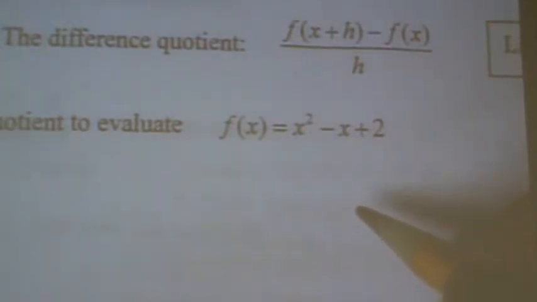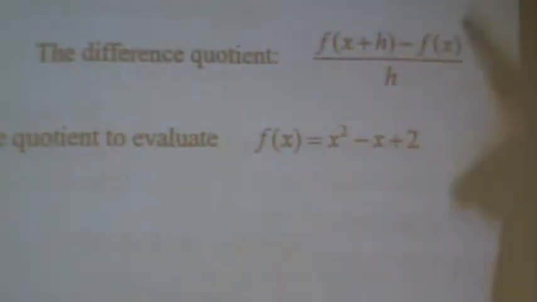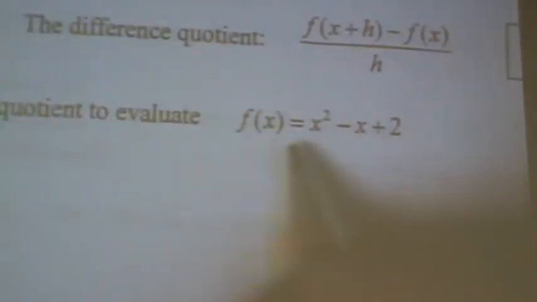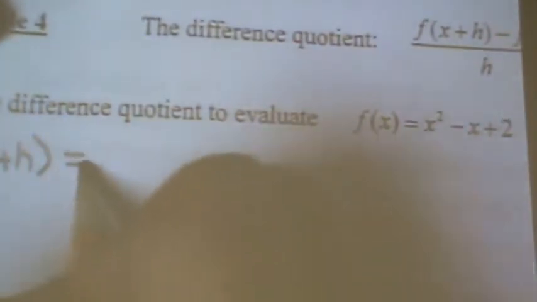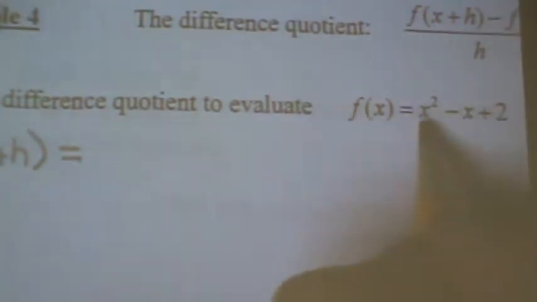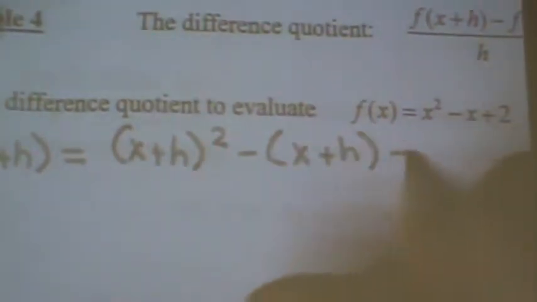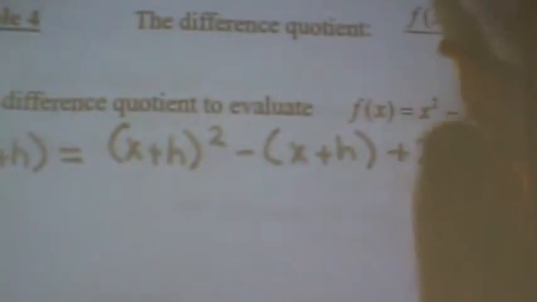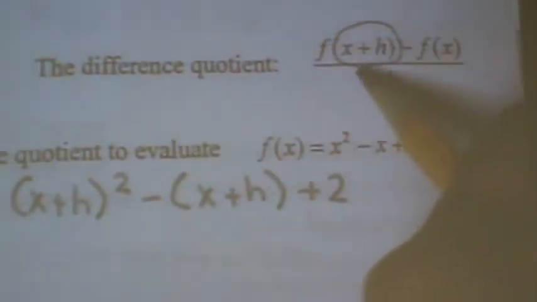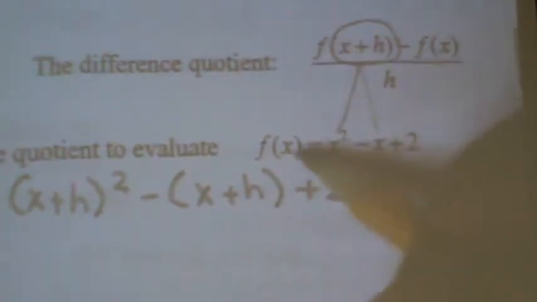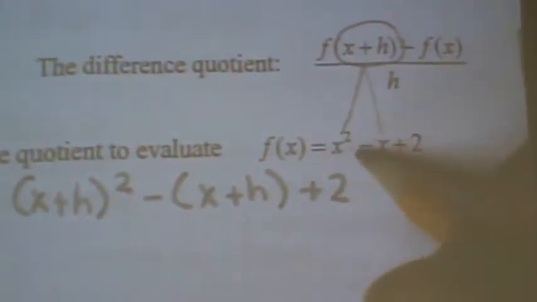Now, I would do this in pieces. I would evaluate f of x plus h. You're going to plug x plus h into this function. So in other words, x plus h squared minus x plus h plus 2. So what I did was I'm sticking this x plus h into this function right here. Wherever I see an x, I'm gonna plug in x plus h.